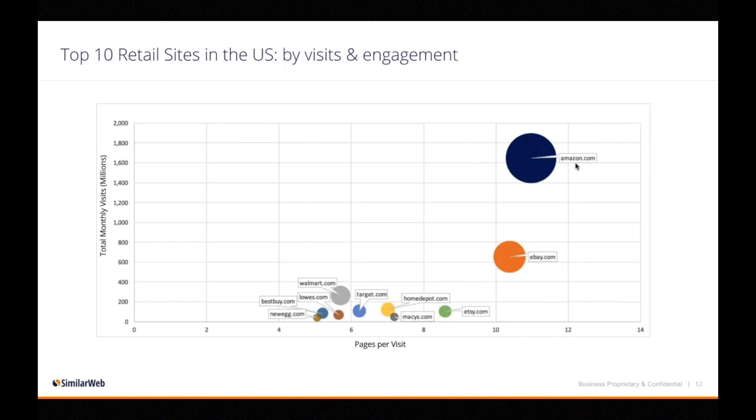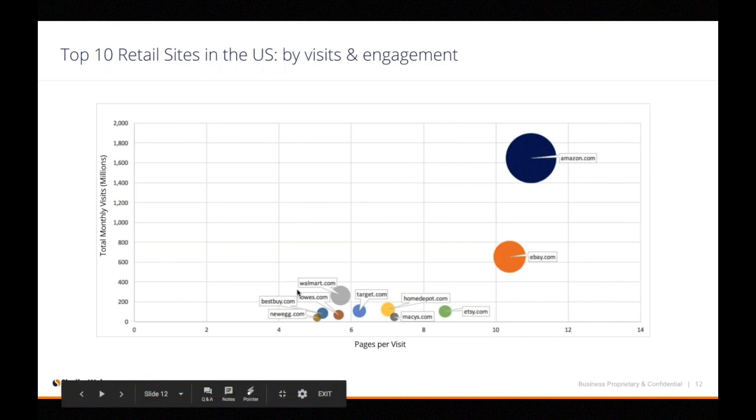So when we look at this graph, immediately we can see two really big outliers: Amazon.com and eBay.com. Amazon.com is by far the largest retailer in the United States. But what's also quite interesting is how many average pages per visit consumers are looking at when they're navigating on Amazon.com, and also eBay.com. So these two sites are really outside of the pack, and they really stand out. Consumers are looking at many more product pages on average.